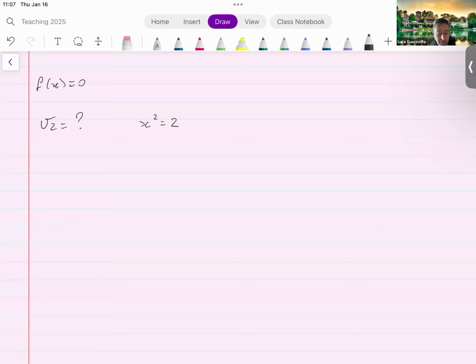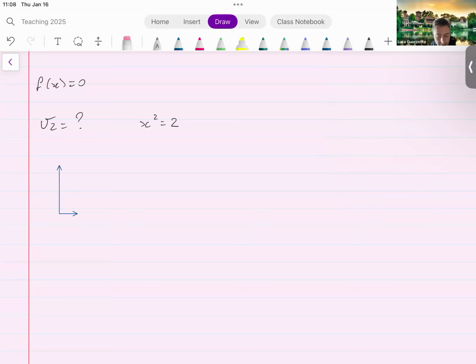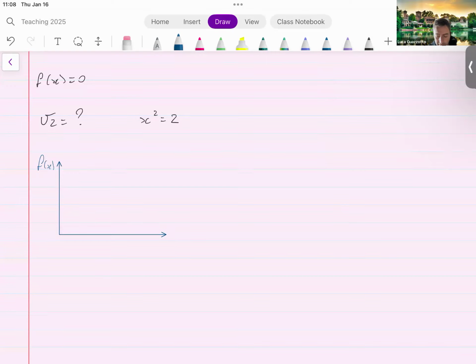By one-dimensional, I mean that I can do something like this, and here I have f of x. Here I have x, and f of x goes like this, and I want to find this magic point, x0, where f of x equals 0.